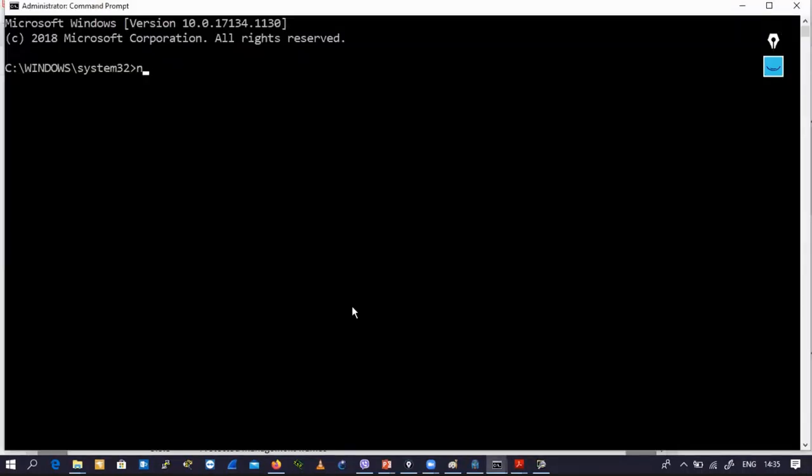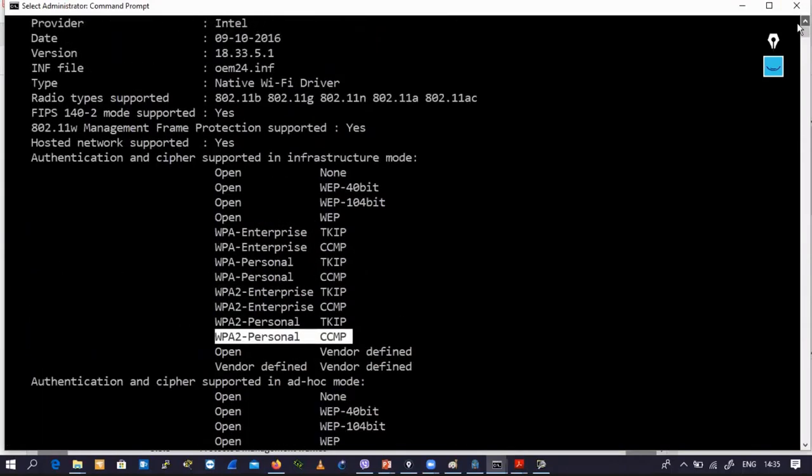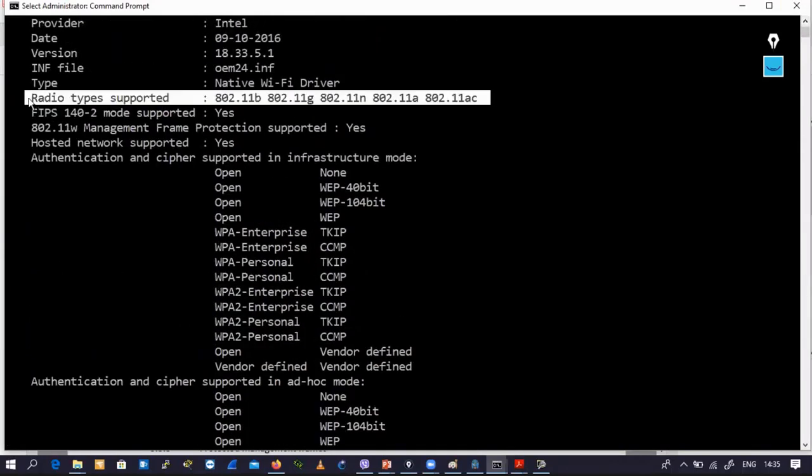Whatever I have, I learned from show drivers. Let's take an example. You can see I'm using WPA2 Enterprise CCMP, and WPA2 Personal CCMP also. You can see this is infrastructure mode, and I have all the bands supported already. So my laptop supports all the bands.